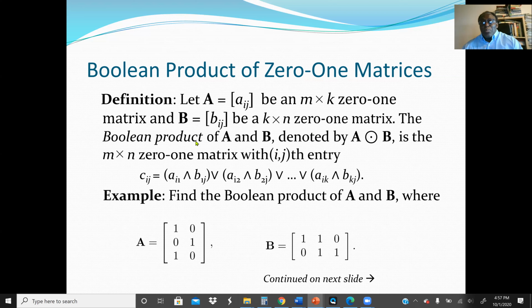Now, to find the Boolean product of A and B, which we denote by a circle with a dot, so here I'm looking for A, again, Boolean product, not arithmetic product, B. So we do the conjunction, conjunction, conjunction, then we disjunct all of them. Now let's see how the example works here. Here you can see that the number of columns in the first matrix is 2, and the number of rows in the second matrix is also 2. So this means we are able to do the multiplication.